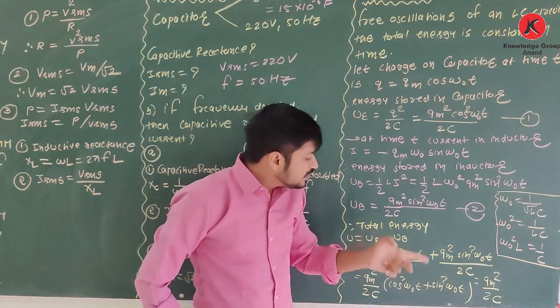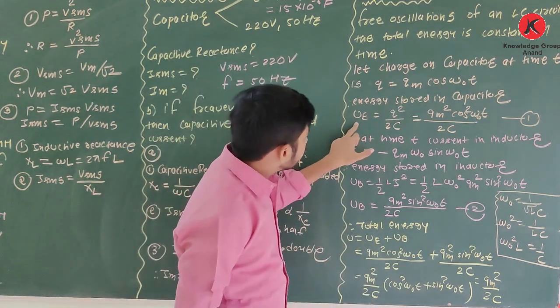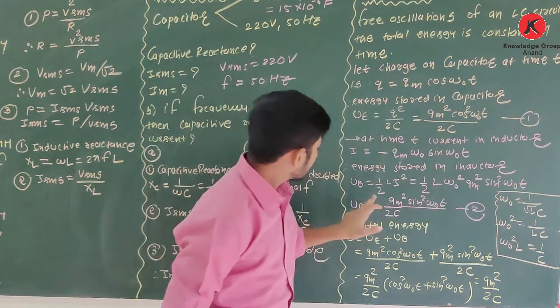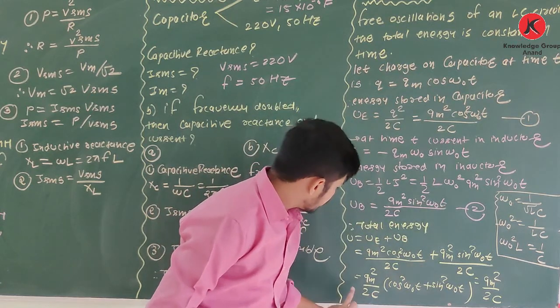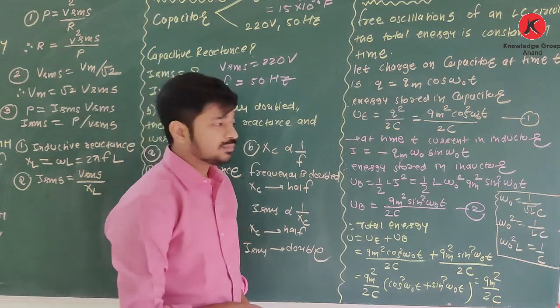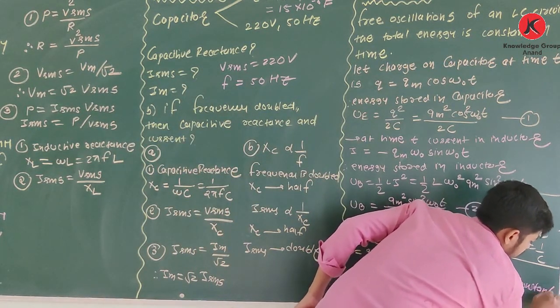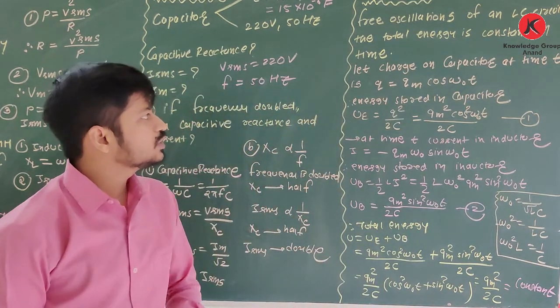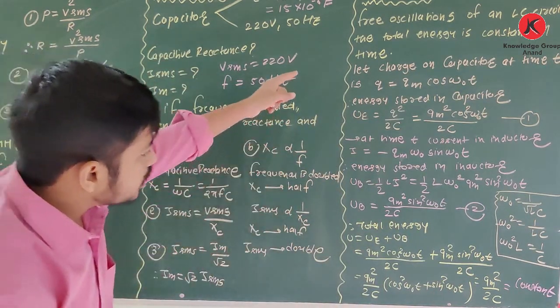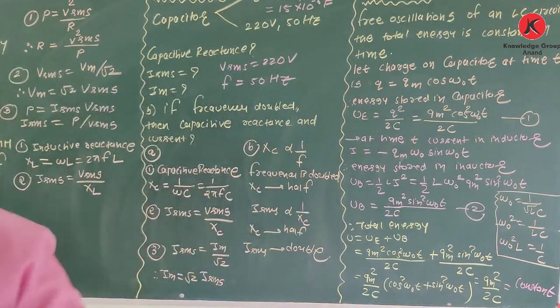And in this equation there is no t, no time. UE is a function of time, UB is a function of time, but total energy U, Qm square upon 2C, has no time, means it does not depend on time, means it is constant. Clear about this? It is one important question that you have to remember. Clear about it?